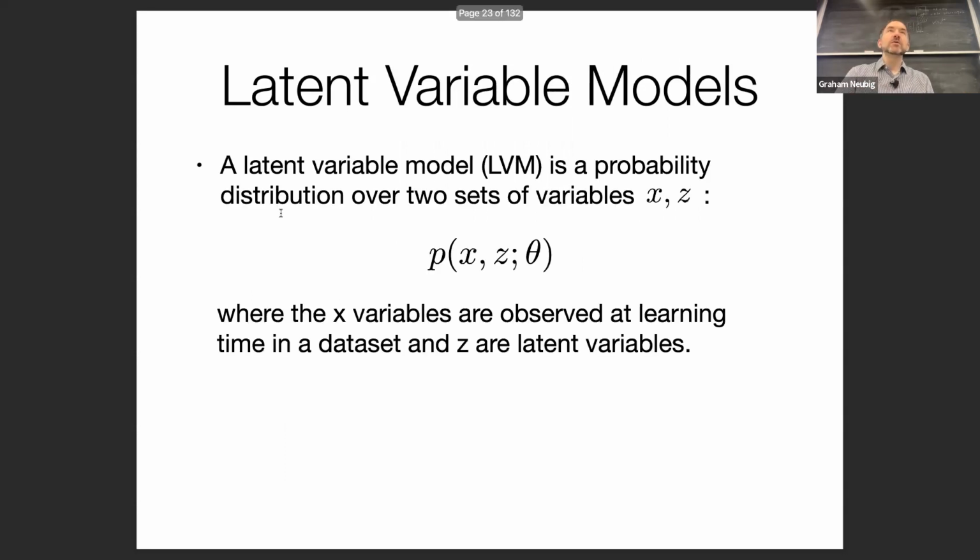Okay, so latent variable models. A latent variable model, specifically a latent variable model over probabilistic variables, is a probability distribution over two sets of variables, one being observed and one being not observed. So the X variables are the data that we've seen, and the Z variables are the data that we have not seen, but we're trying to model probabilistically. And so I should say Z are latent random variables in this case.